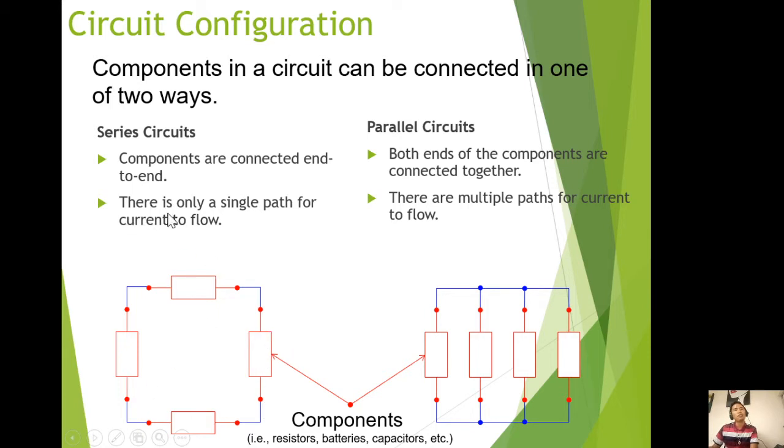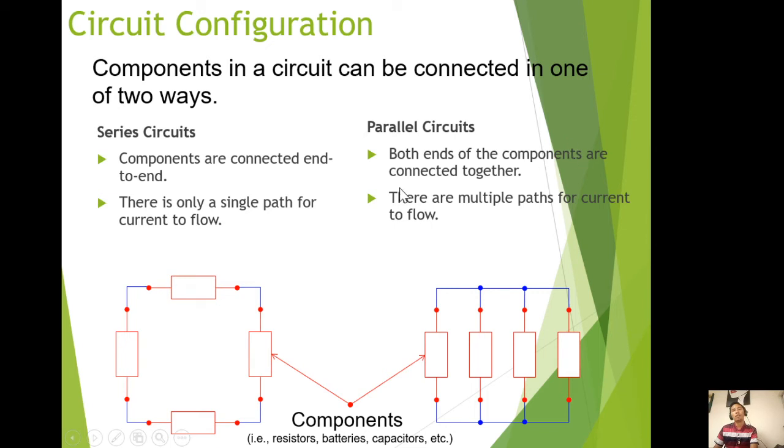As you can see, there is only a single path for current to flow. Once the current enters the circuit, there is only one path for the current. It flows to resistor 1, then to resistor 2, resistor 3, resistor 4. So, only one path for the current to flow.